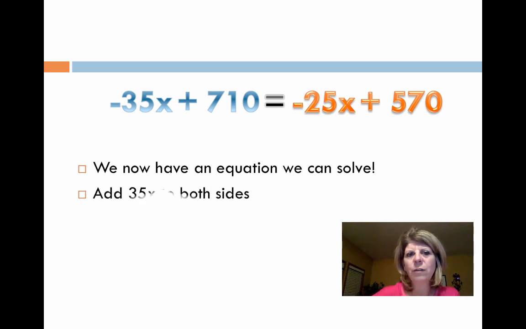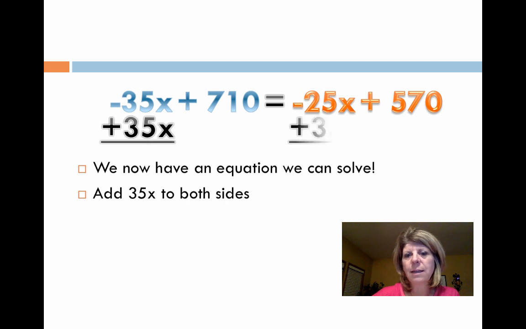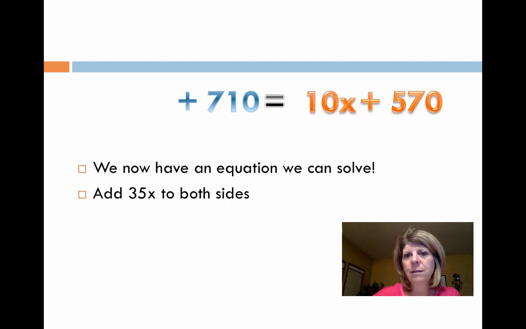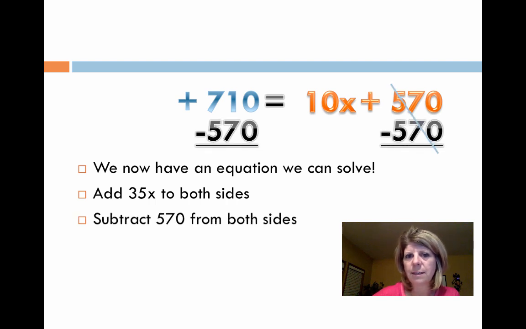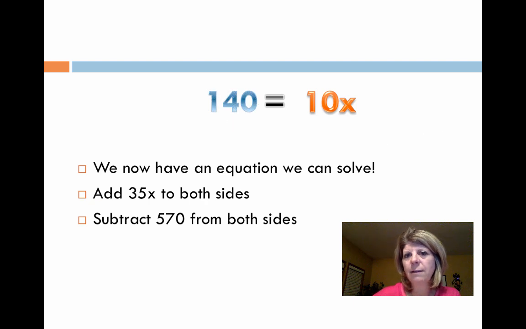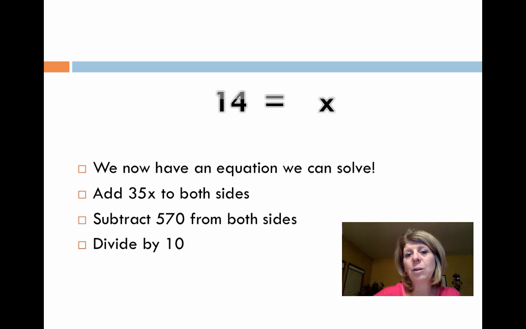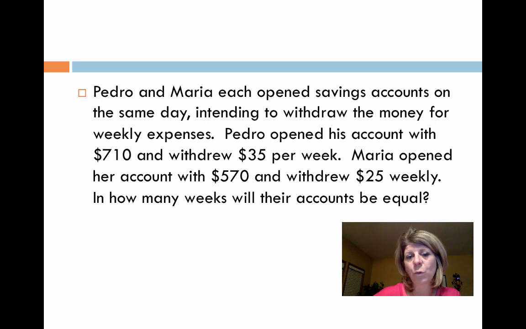We now have an equation that you can solve. So you can add 35x to both sides. You could also add 25x to both sides. If you do it that way, you're going to get a negative 10x. But if you add 35x to both sides, then you're going to get 710 equals 10x plus 570. When you move the variables to one side, you move the constants to the other. Since we moved the variables to the right, we're going to move the constant to the left. So you're going to subtract 570 from both sides. And you get 140 equals 10x. You know what to do next. You divide by 10. And that's going to tell you how many weeks it's going to take to be equal. 14 weeks. So it's going to take us 14 weeks to make both of them equal to each other.